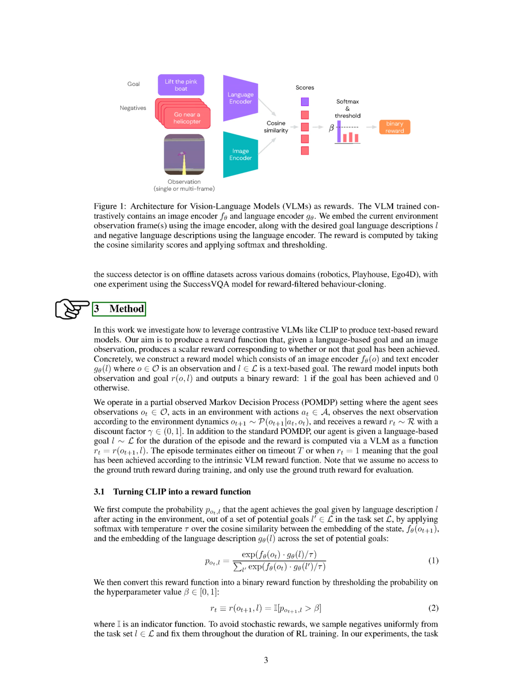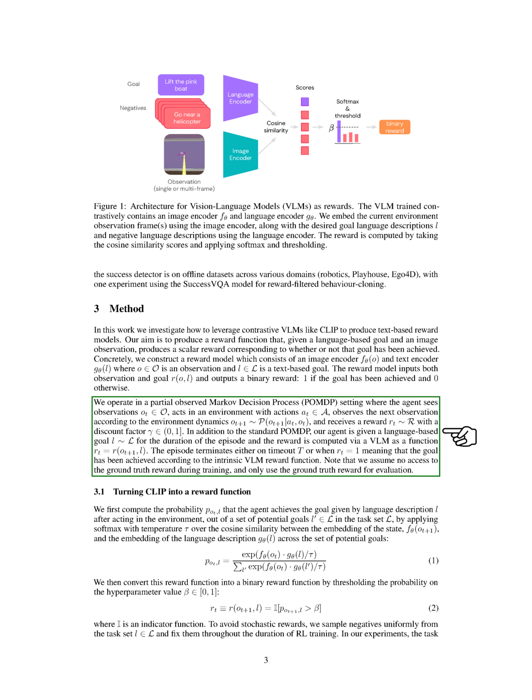Section 3 Method. In this study, we're exploring how to use contrastive vision language models, VLMs, like CLIP to create text-based reward models. Our goal is to create a reward function that can determine whether a language-based goal has been achieved based on an image observation. This function will then provide a numerical reward. To do this, we build a reward model that includes an image encoder and a text encoder. The model takes in an observation and a goal, and then outputs a reward. If the goal has been achieved, the reward is 1, and if not, it's 0.